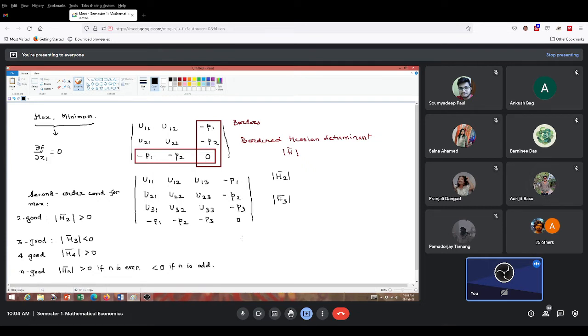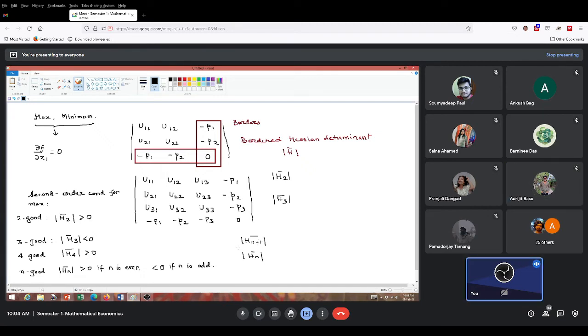Next, tell me something. I'm not putting in the determinant signs, okay? So I put in two bordered Hessian determinants. It's not possible for you to tell me what the signs are unless I tell you whether n is odd or even, right?